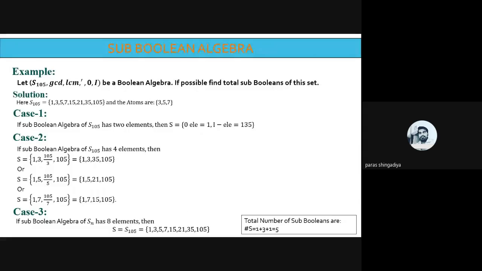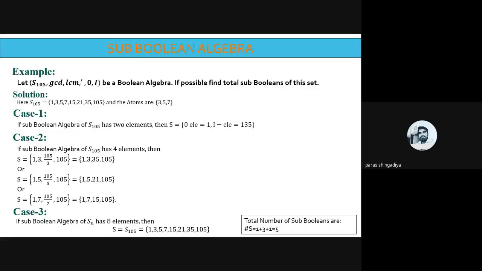S105. We have to identify the total sub-Boolean algebras: how many for 2 elements, how many for 4 elements, and for 8 elements, and so on. Then at last we'll take the total. So first we'll identify S105. S105 is given here: 1, 3, 5, 7, 15, 21, 35, and 105. Okay, these are the divisors of 105, and its atoms are 3, 5, and 7.